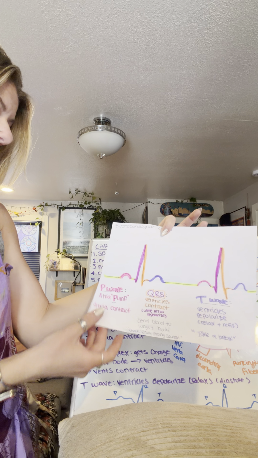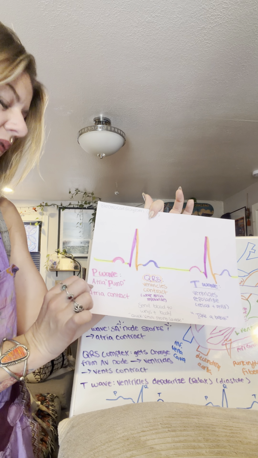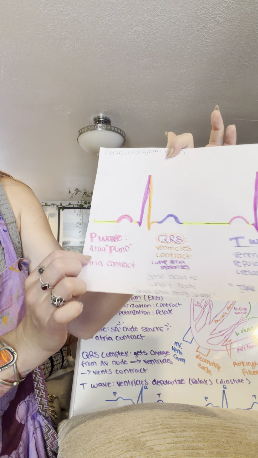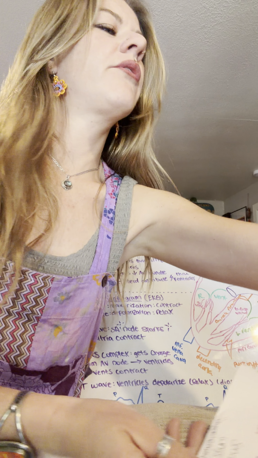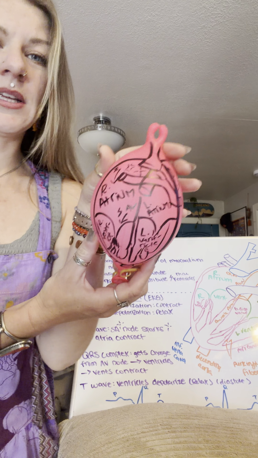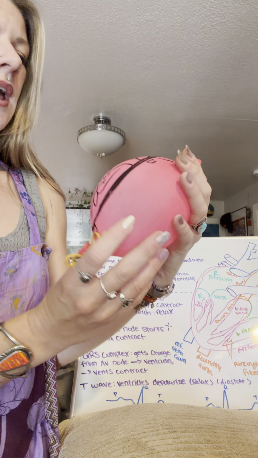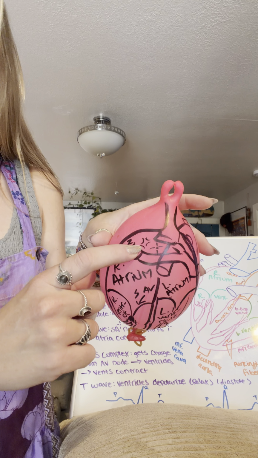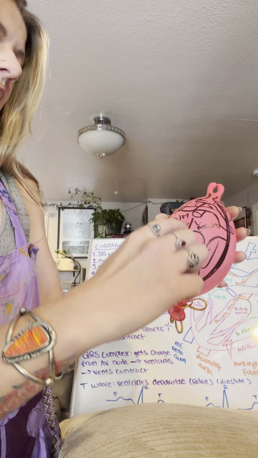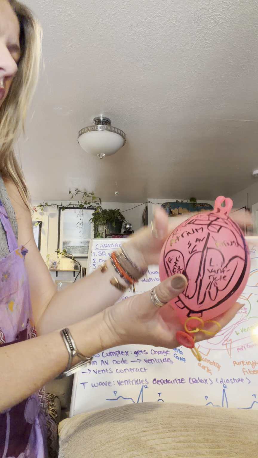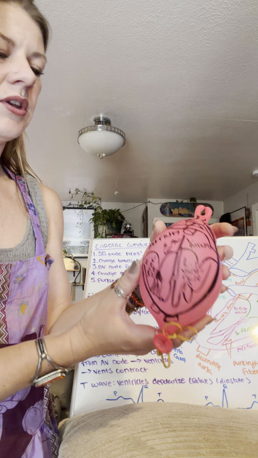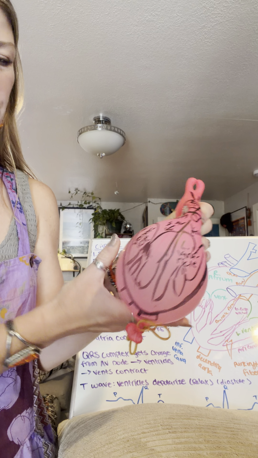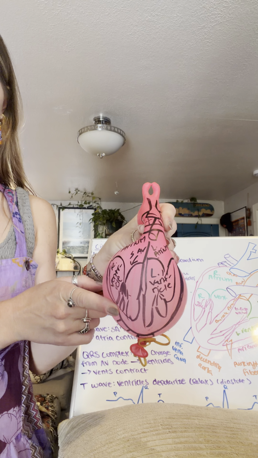So that is going to be represented by the P wave, which you can remember as the atrial pump, the first initial pump that starts. So here it is on my little heart. The sinoatrial node is this little spark up here, travels down to the atrioventricular node and creates that first atrial depolarization, or contraction, sending blood down into the ventricles.